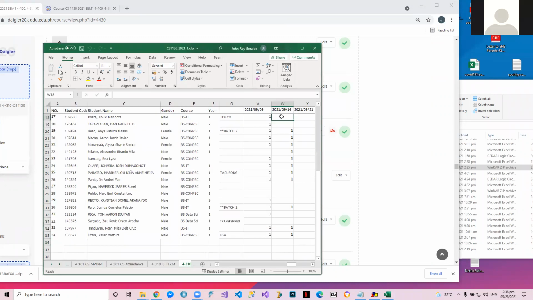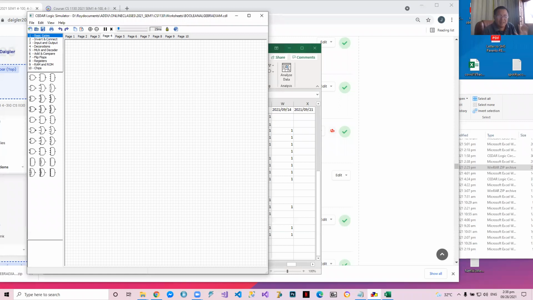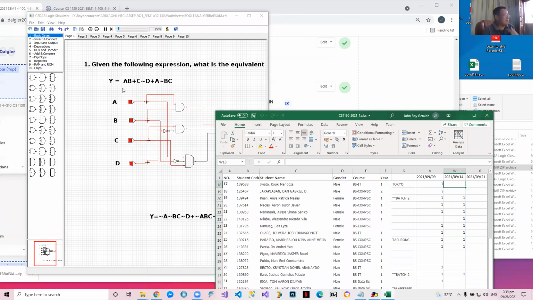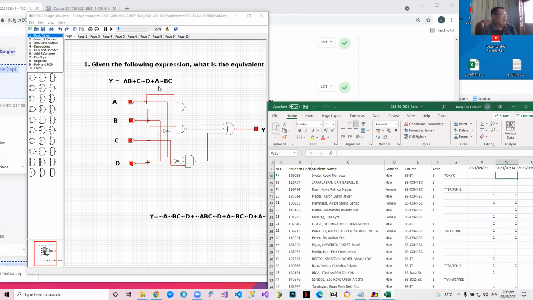Excuse me, sir. I have one last question, sir. When it's expressions, sir, is it necessary to use Cedar Logic to see? No. You only use Cedar Logic if the expression is not in min term or max term form. Like in this case, why do we use Cedar Logic? Because AB is not a min term. CD is not a min term. ABC is not a min term. However, if these are min terms, you don't have to use Cedar Logic. You just go through the truth table directly. Do you follow? Yes, sir. Because in Cedar Logic, we are using Cedar Logic to hunt for the desired min terms and max terms. But of course, you can use Boolean algebra also.